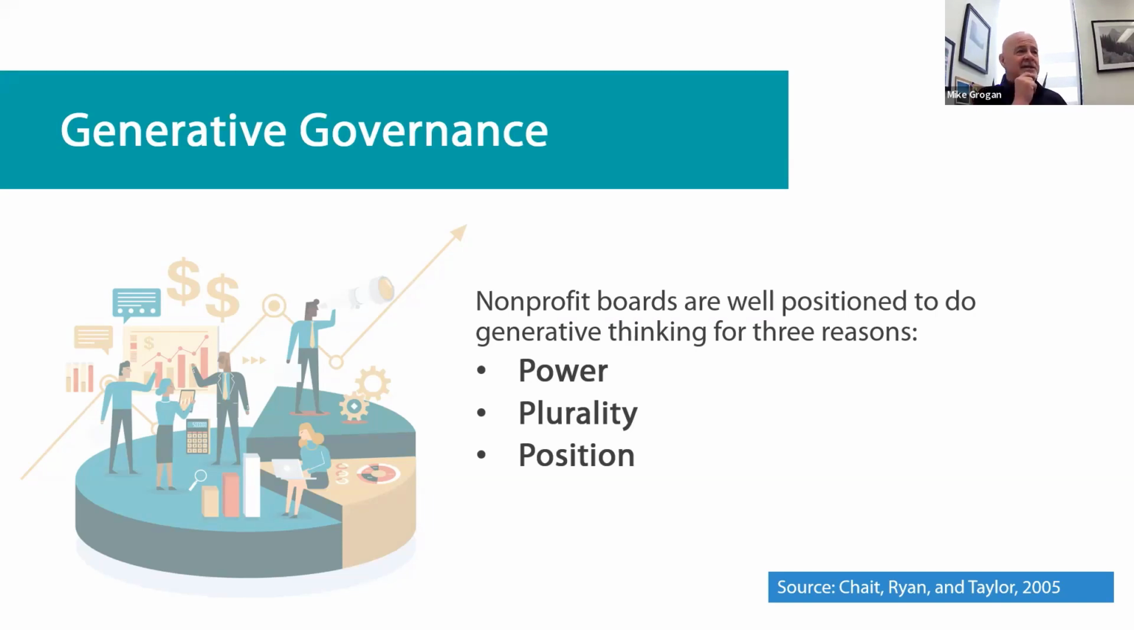So interesting stuff. I think it's an interesting book. It comes from Governance as Leadership by Chait, Ryan, and Taylor. There you go. A little thing came up. Well, it's actually 17 years old, 18 years old. There we go.